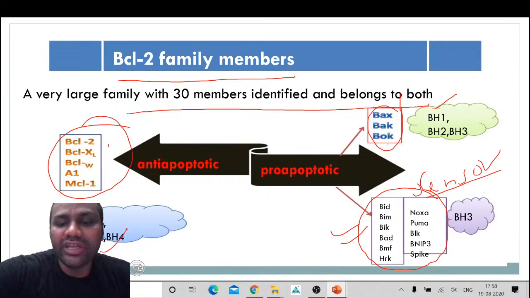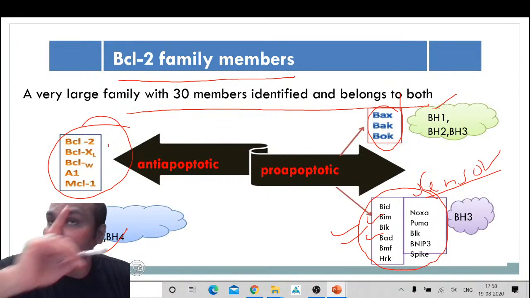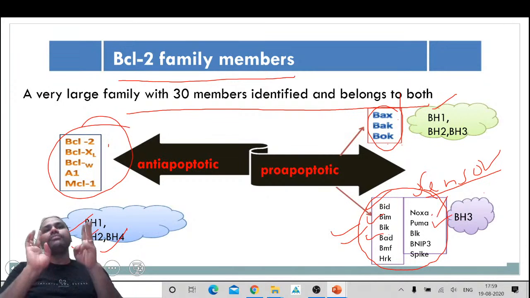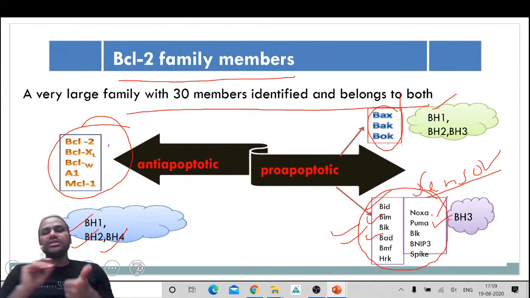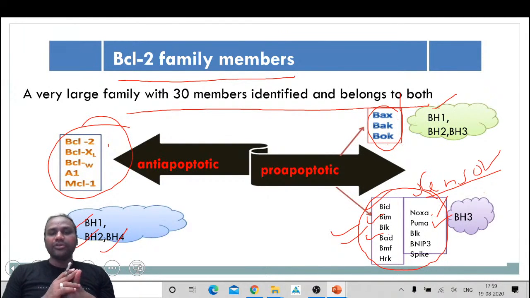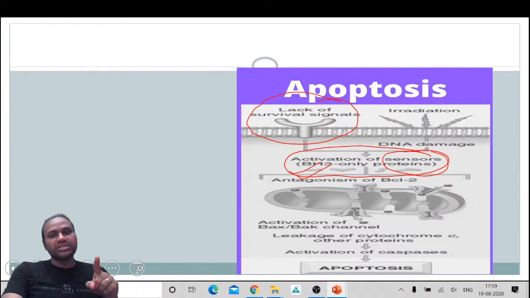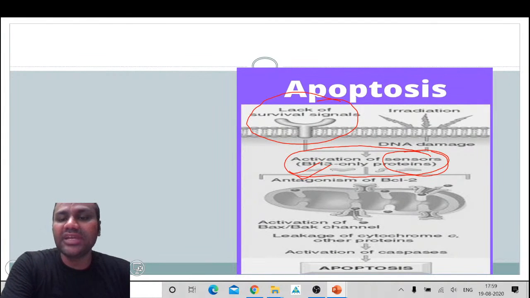BAD, BIM. So think of the Mahabharata: go to the BAD, BIM, BID for Puma and Noxa. So he is bidding for Puma and Noxa. This will help you remember that they are sensors, and these sensors are activated first in case of apoptosis. So the activation of sensor BH3-only proteins: BAD, BIM, BID, Puma and Noxa.